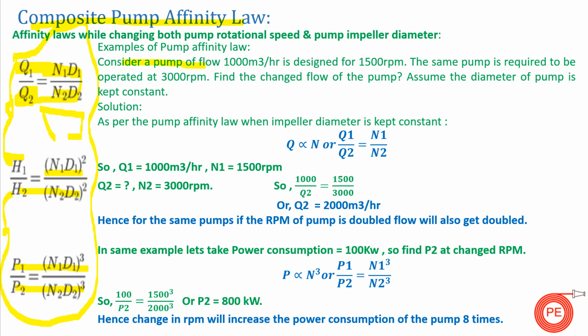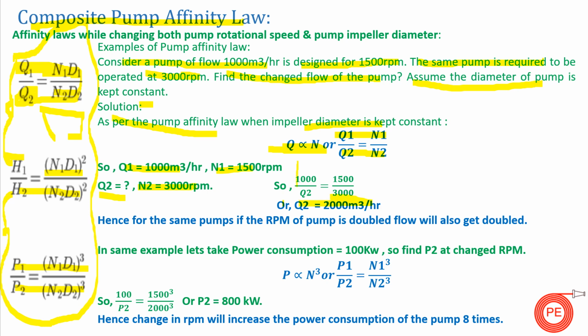Let's consider a pump of flow 100 meter cube per hour. It is designed for 1500 rpm. The same pump is required to be operated at 3000 rpm. Find the changed flow of the pump. Assume the diameter of the pump is kept constant. So as per affinity law, when impeller diameter is kept constant, as I already told you, Q is directly proportional to N. Q1 by Q2 is equal to N1 by N2. So Q1 is 1000 meter cube, N1 is 1500 rpm, N2 is 3000 rpm, and Q2 is the question mark. If I just put in the values, Q2 will be 2000 meter cube per hour.